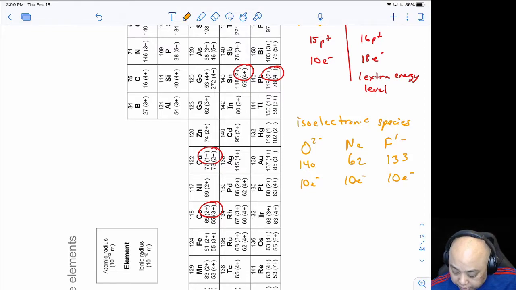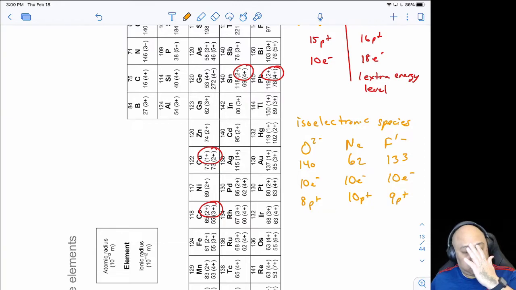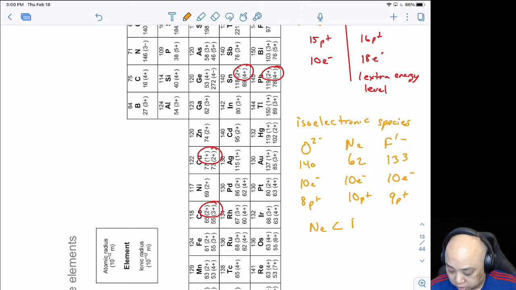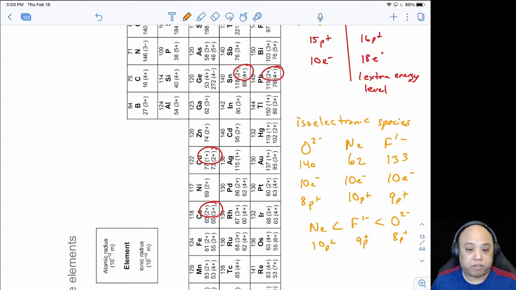So the difference really here is the protons. Oxygen only has 8 protons. Neon has 9. Fluorine has 10. So the more protons you have for the same number of electrons, the more attraction there is, the more tightly the atom can be pulled in. So neon is smaller than F, which is smaller than O2 minus because of the number of protons here, which creates a greater attraction.